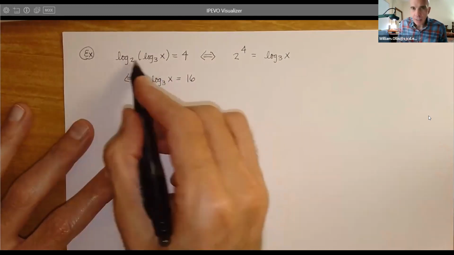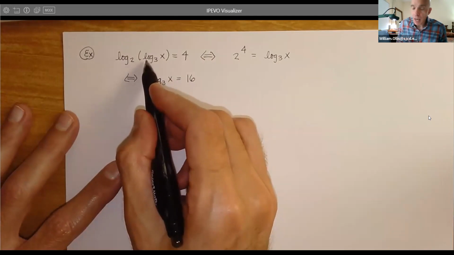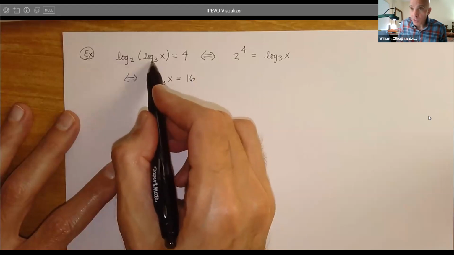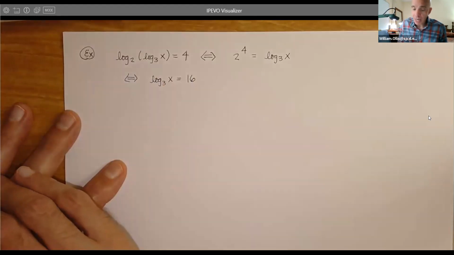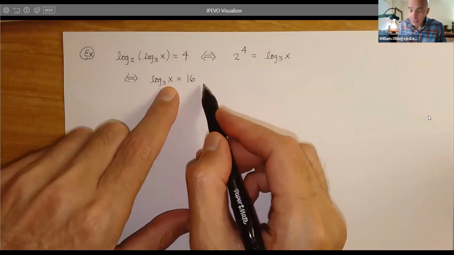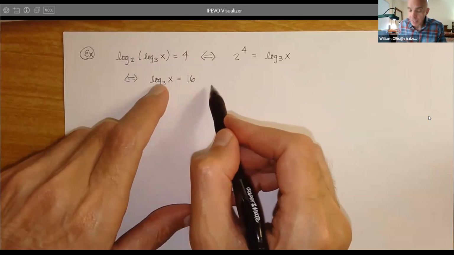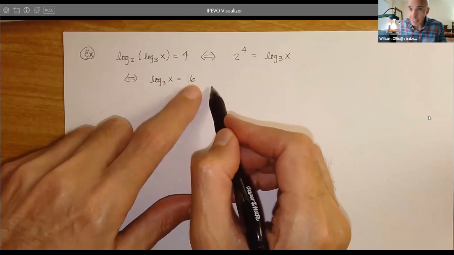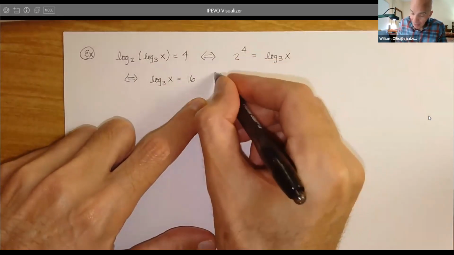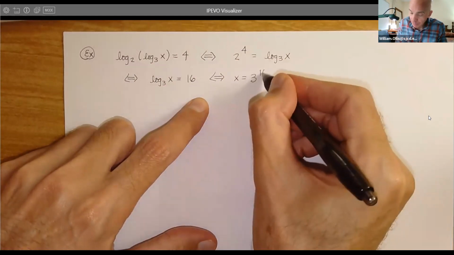So just in looking at this, again, we have to know what a logarithm is. A logarithm is a power of the base, but the argument of the logarithm function is a logarithm. So we have another logarithm. Okay, well, let's do the same thing again. What's a logarithm? It's the power of the base. So the power of 3 that equals x, x here is 16. That's a big number. So now we have x equals 3 to the 16.